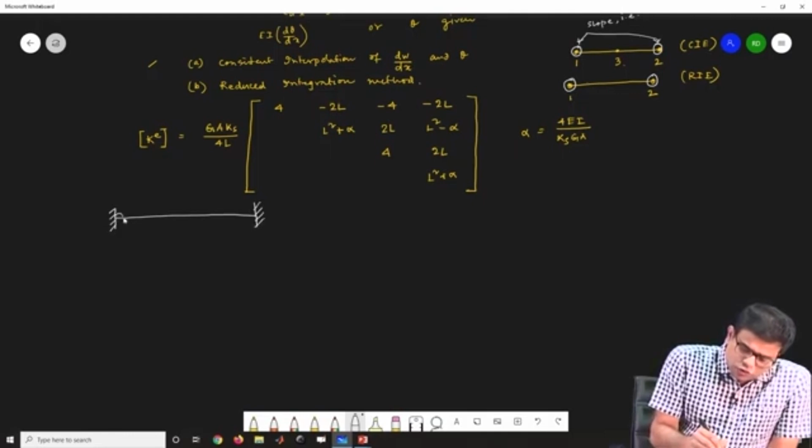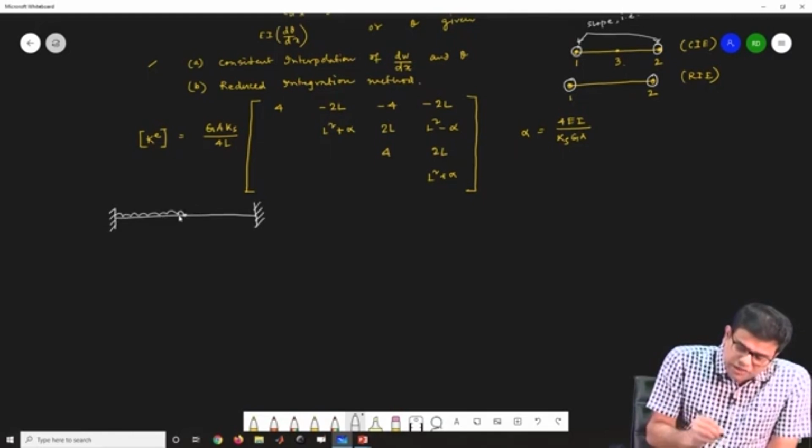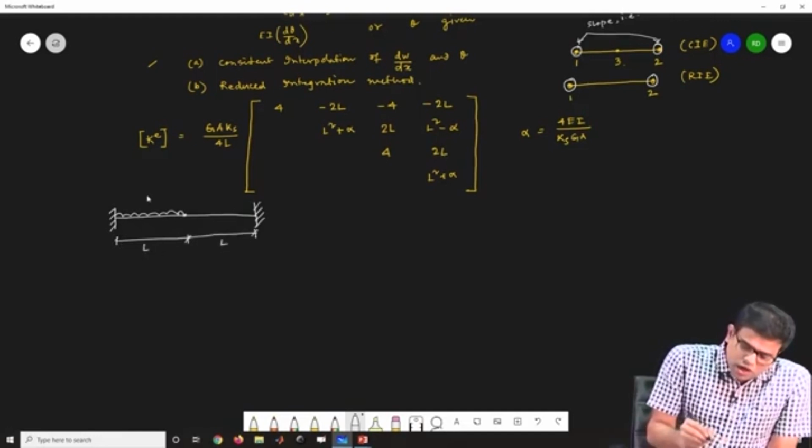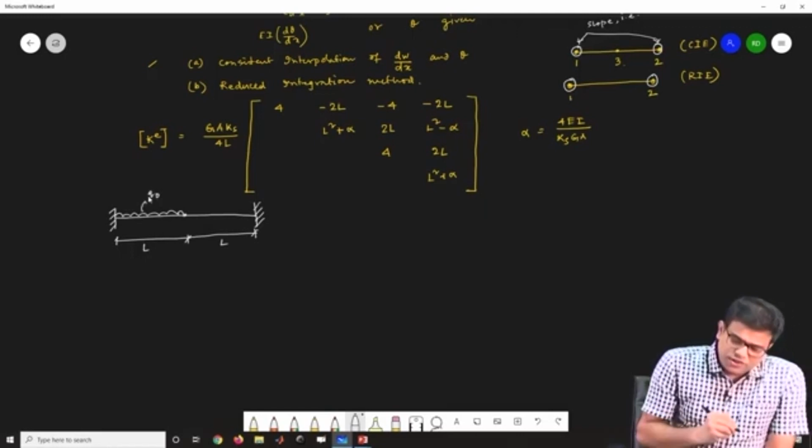We all know this kind of problem from our B.Tech itself. So this is the length L and this is also length L. Now here, let us take Q0 as constant.